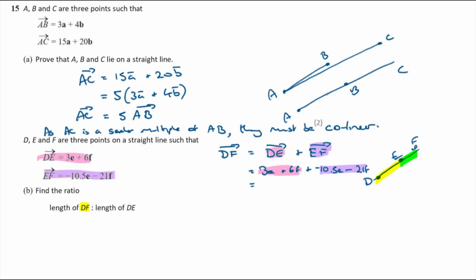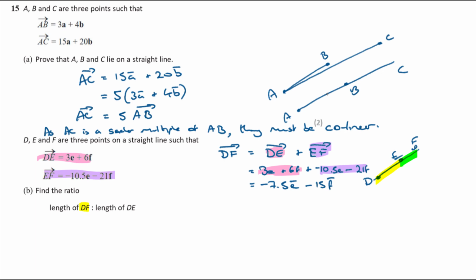So I've got 3E take away 10.5E. That's going to give me minus 7.5E. And I've got 6F take away 21F. That's going to give me negative 15F then, aren't I? Okay, so DF is minus 7.5E minus 15F.